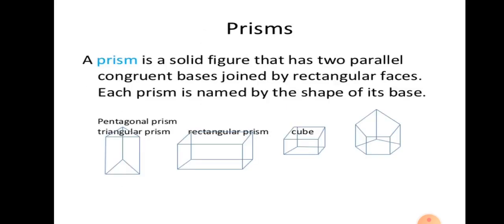So, prisms. A prism is a solid figure that has two parallel congruent bases joined by rectangular faces. Each prism is named by the shape of its base. For example, here the triangular prism, rectangular prism, and the cube.